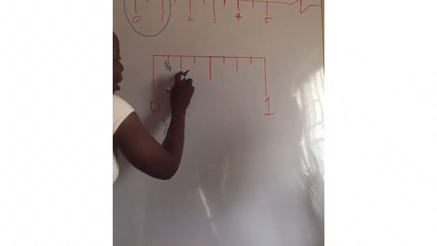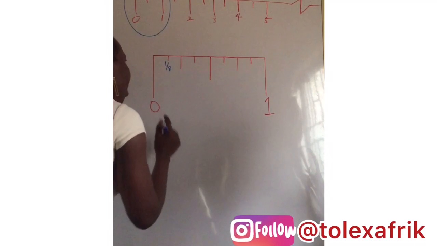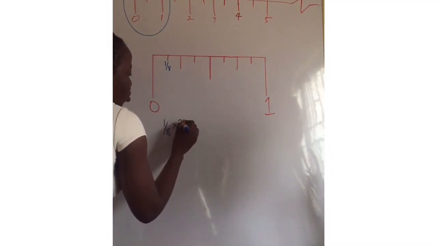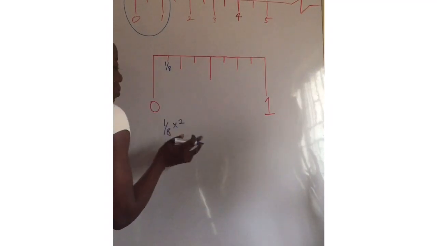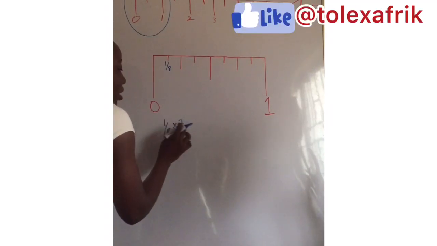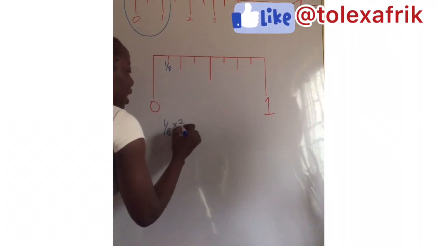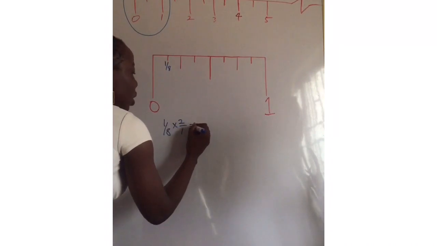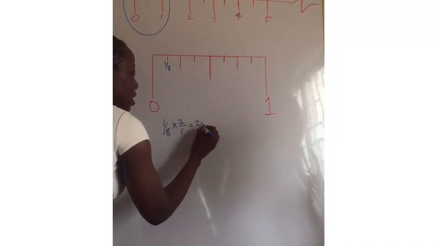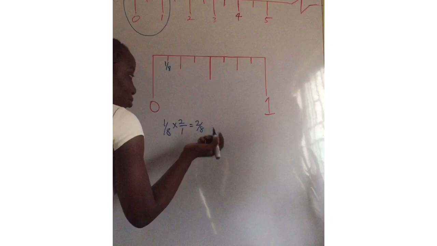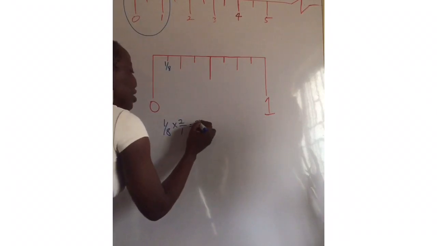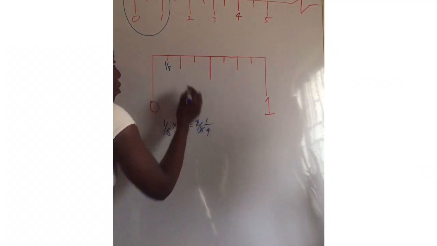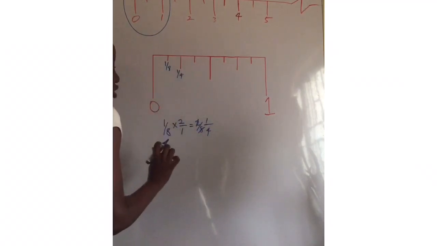Now to get the second one, which is a longer stroke, what you do is 1/8 times 2. You know, in mathematics, when you're multiplying, you make this a fraction as well, so it's automatically 2/1. So 1/8 times 2 equals 2/8. You divide it by 2. I'm taking you back to mathematics though. So this is 1/4. This is a quarter of an inch.